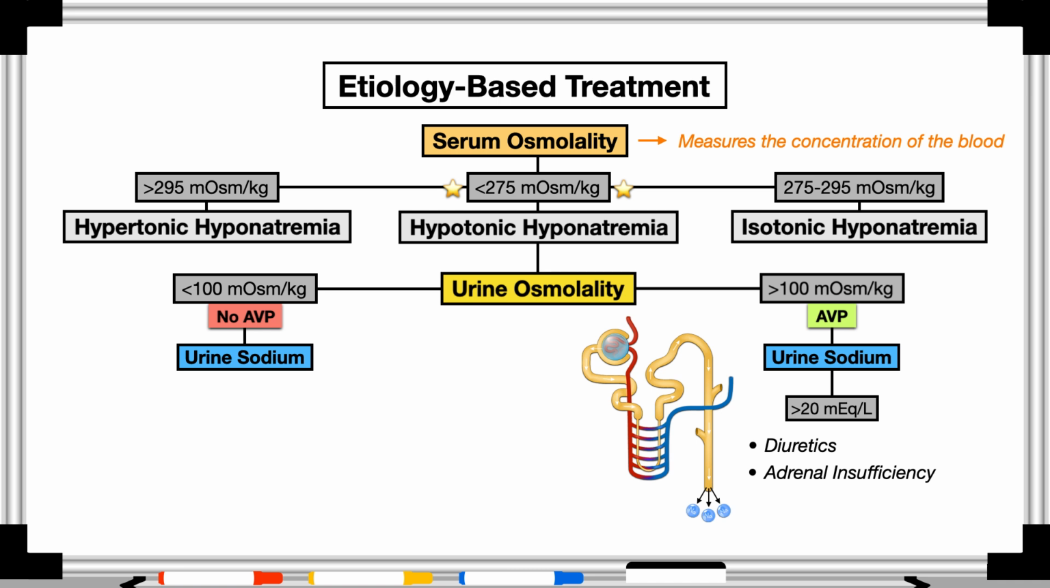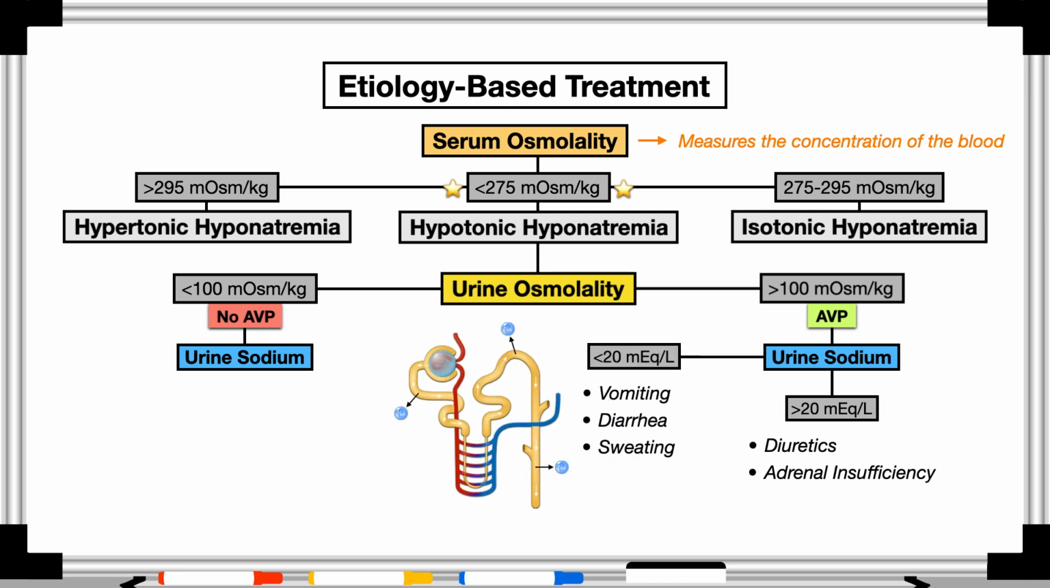For hypovolemic hyponatremia, urine sodium that's greater than 20 milliequivalents per liter suggests the kidneys are wasting sodium, which occurs with diuretics and adrenal insufficiency. Urine sodium less than 20 milliequivalents per liter suggests the kidneys are conserving sodium, which occurs when there are extrarenal losses like diarrhea, vomiting, or sweating.